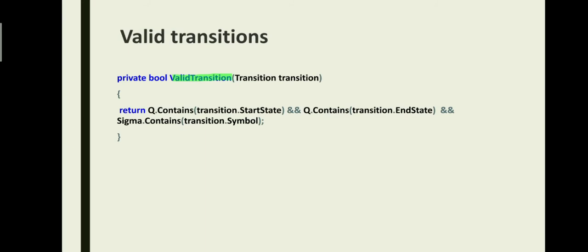One of the first things is to check the validity of a transition, right? Now let us concentrate on the coding part. Here we have used a valid transition function which returns Q dot Contains. See here, Q is nothing but K, that is, the finite set of states. It says that Q dot Contains the transition of the start state and Q dot Contains the transition of the end state, and also it uses sigma, which contains the transition of the symbol. Through this code, we'll check whether it is a valid transition or not.